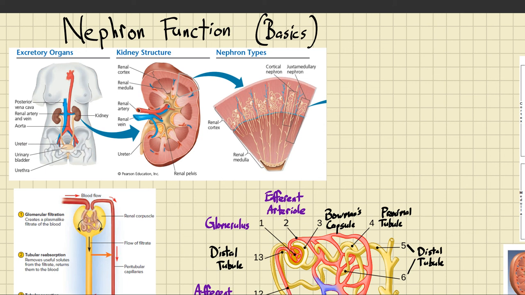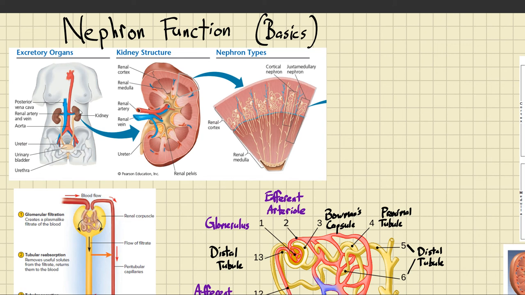Hello, this video is about the basics of nephron function. Nephrons are the functional unit of the kidney. Your kidneys are two excretory organs that are in your retroperitoneal cavity, and their job is to get rid of waste, not every type of waste, but water-soluble wastes, and to do so without losing too much water. They help to maintain water balance and also salt balance and get rid of wastes from your blood.